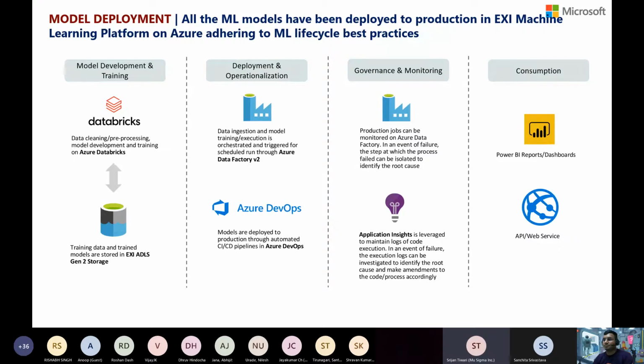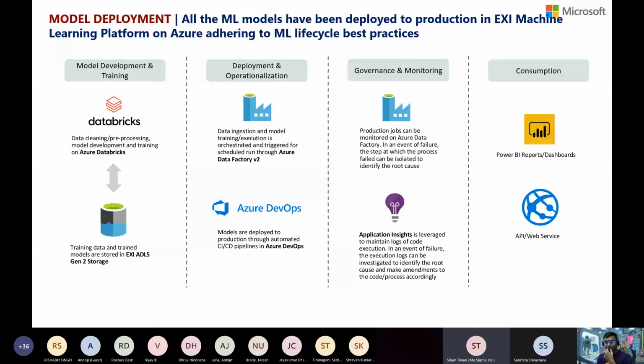Now, when we talk about deployment and operationalization, we use Azure Data Factory, which essentially helps us in building automation pipelines where, starting from data ingestion to execution of the model, everything is automated with the help of Azure Data Factory version 2. And when we talk about operationalizing and deploying the models into the production environment, we have automated CI/CD processes, which are continuous integration and continuous deployment pipelines using Azure DevOps. So this is the second phase, where all the deployment and operationalization is essentially realized.